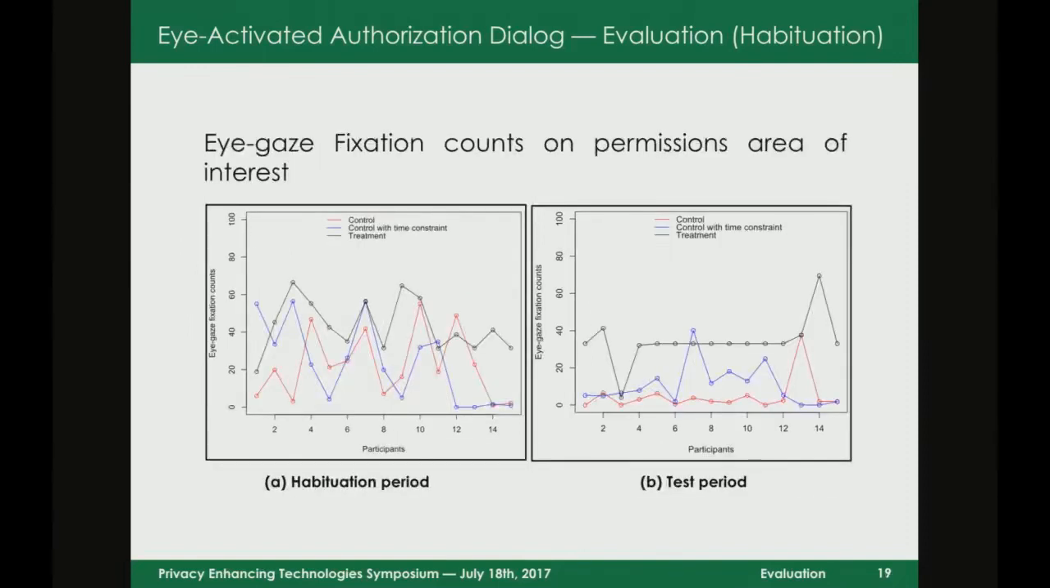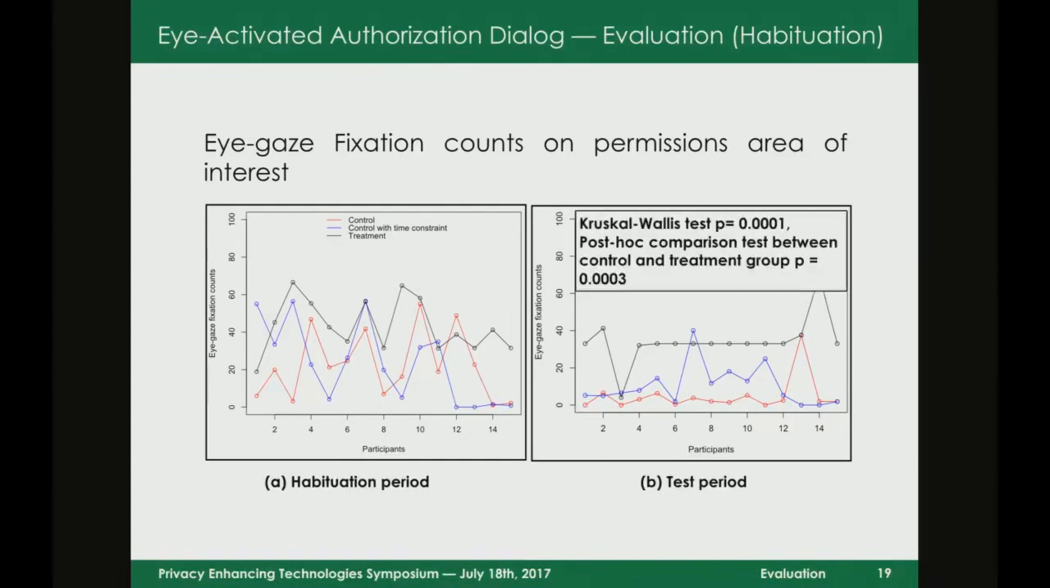So also, we calculated the eye gaze fixation counts for this experiment as well. And we were mainly interested in seeing whether there will be a change in the number of eye gaze fixations from the habituation period to the test period. So we actually looked at just the test period, if there was a significant difference between the eye gaze fixation counts for each of the three groups. So again, if you look at the black line over here, there is a significant difference between the black and the blue line, which is the time-constrained group and the eye-activated dialogue group.